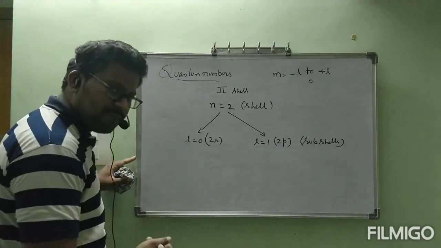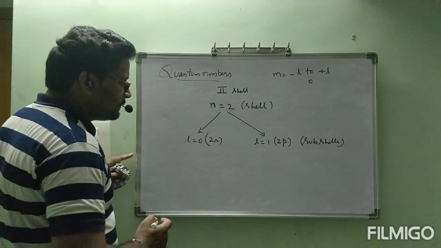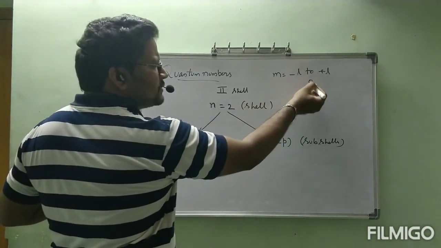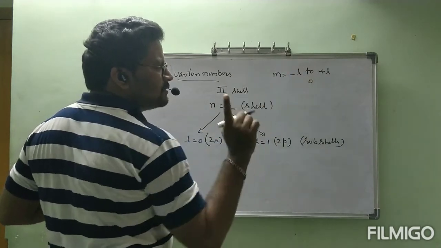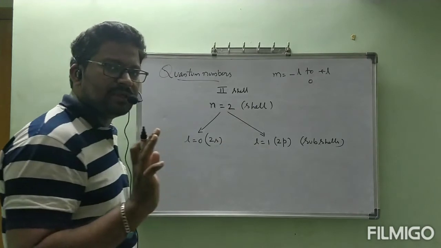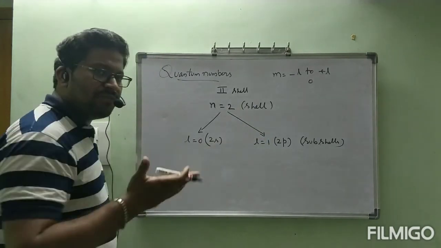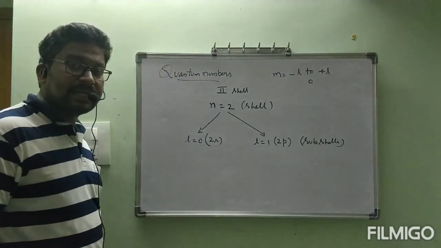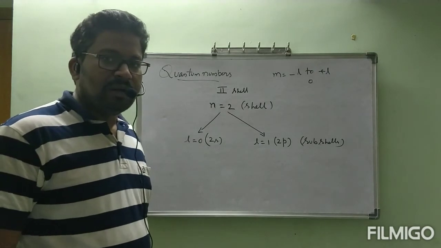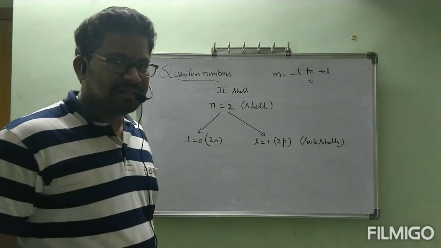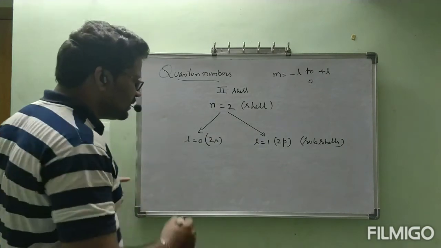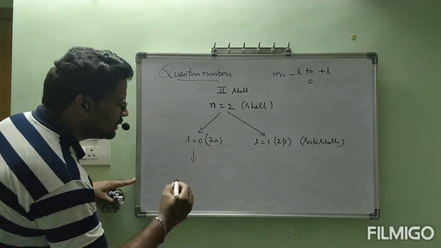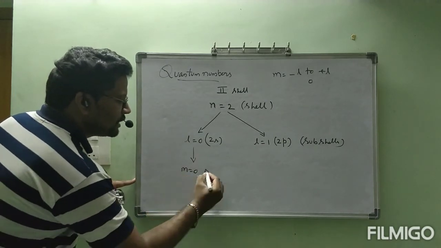Next, coming to m values. l is equal to 0. l is equal to 0 means m has only one value, that is 0. m is equal to 0 because 0 has no further negative and positive values. But what is the general representation of m values? Minus l to plus l, including 0. Minus 0 to plus 0, including 0, is only 0. That's why the l is equal to 0 subshell has only one orbital, that is m is equal to 0, and that is also 2s only.